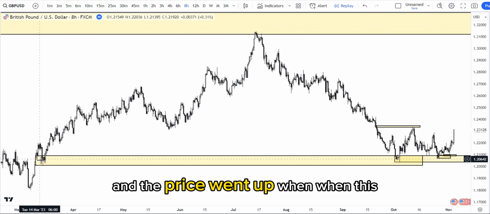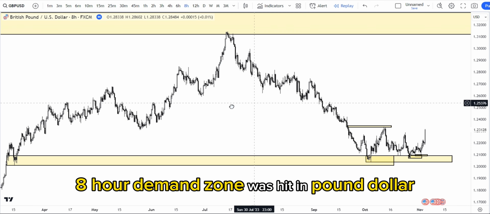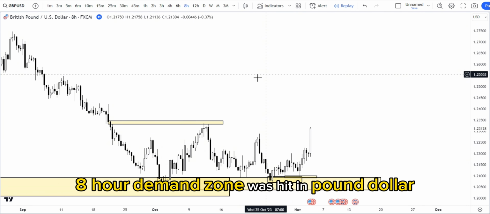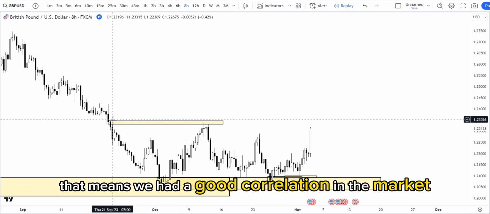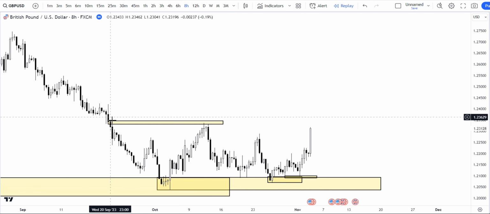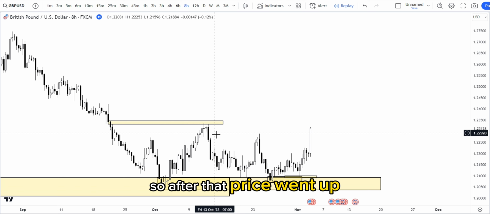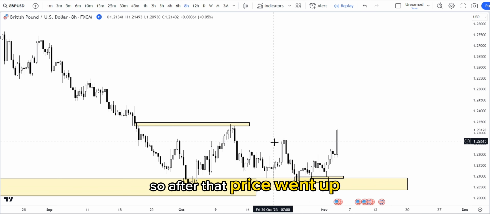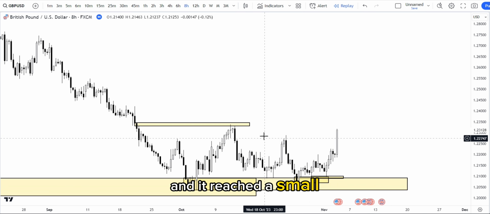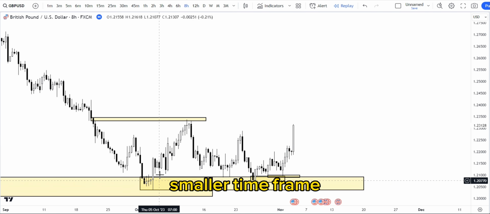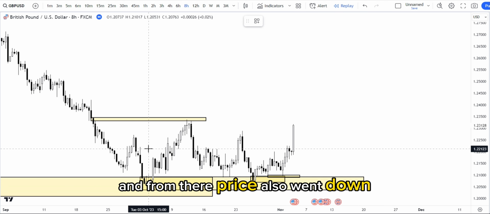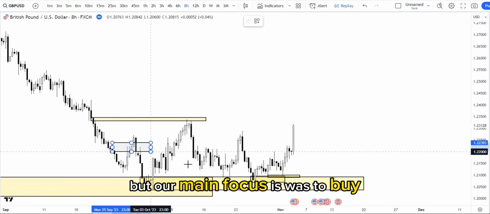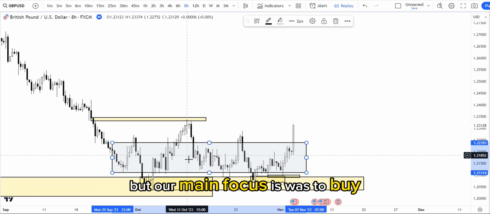When this 8-hour demand zone was hit in pound dollar, the weekly demand zone in USD was also hit. That means we had a good correlation in the market. So after that, price went up and it reached a smaller time frame supply zone that we also identified previously, and from there price also went down, but our main focus was to buy.